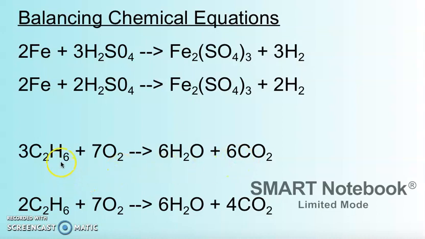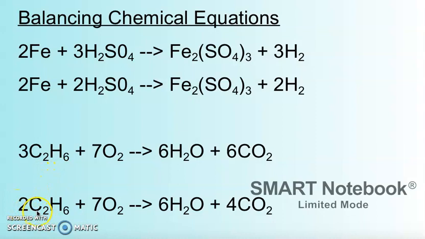How many H's on this side? 3 times 6 is 18. How many H's on this side? 6 times 2 is 12. So this one is not balanced. You have to have the same number of hydrogens, same number of H's on both sides. So let's make sure that the bottom one is correct.